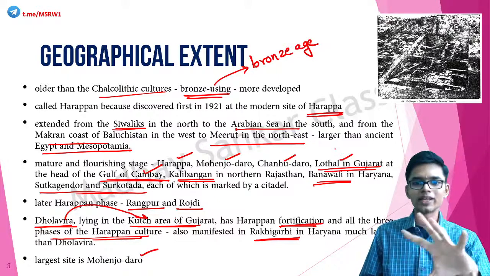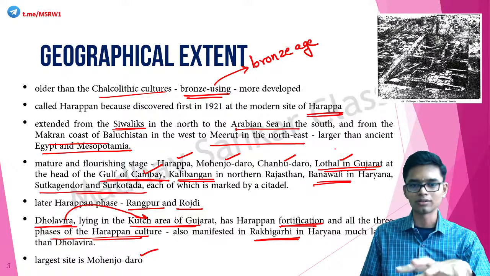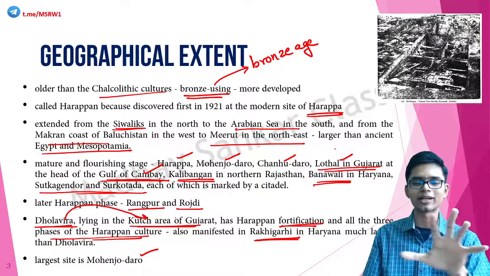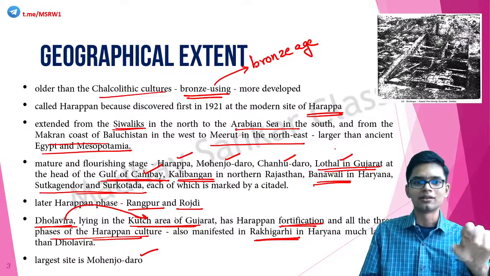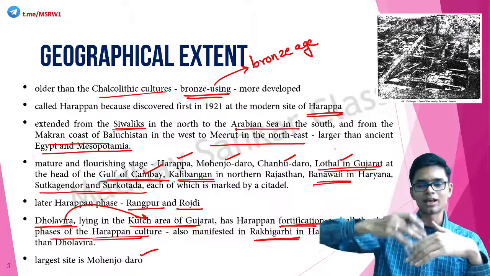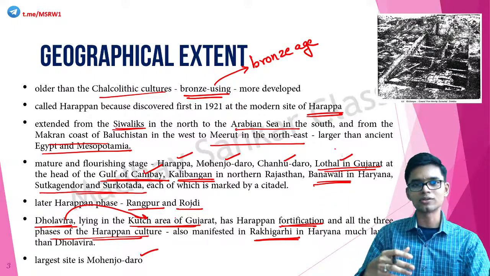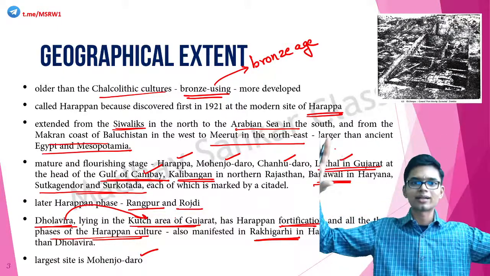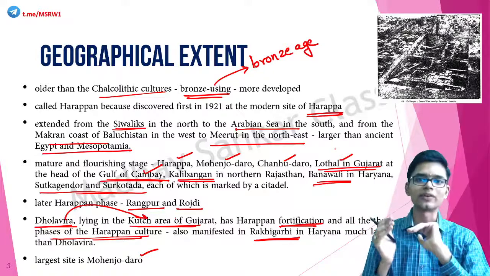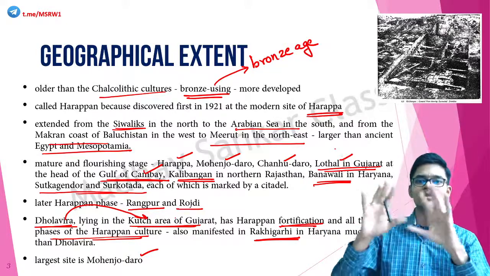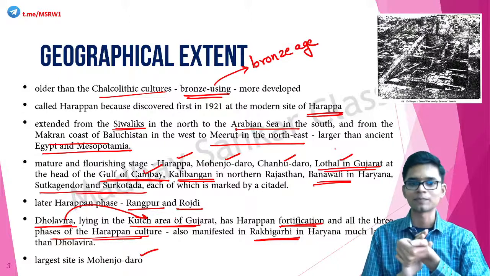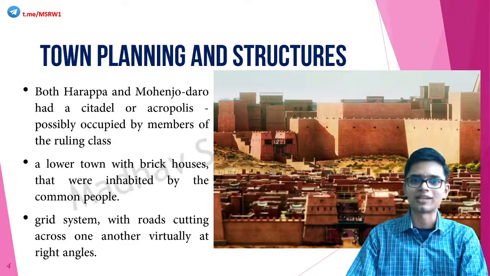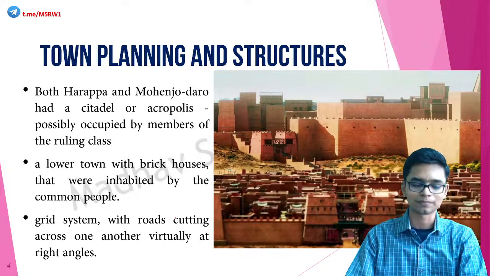I hope you got a very brief idea about all these sites. Don't get confused or anything. This is a very broad geographical extent. That's all I'm trying to say in this slide. So from Shivaliks in the north to Arabian Sea in the south, from Makran coast in Balochistan in the west to the Meerut region in the east, that entire expanse of the northern portion of Indian subcontinent was once the flourishing civilization of Indus Valley. All right. So now we come to specifics of Indus Valley civilization or the Harappan culture.